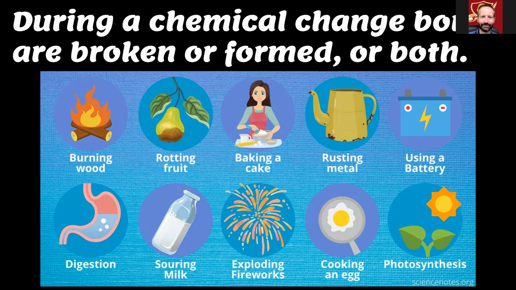During a chemical change, bonds are broken. The atoms come apart. Or bonds are formed. The atoms join together. Or both. Some things are broken apart and some things are put together. We can have both happen, or just one or the other.